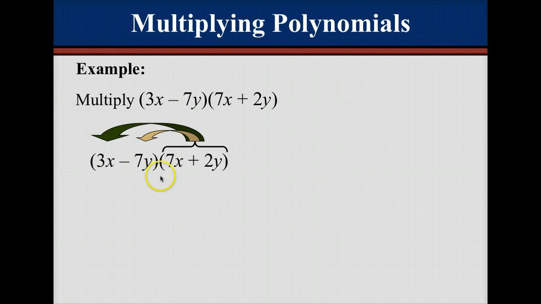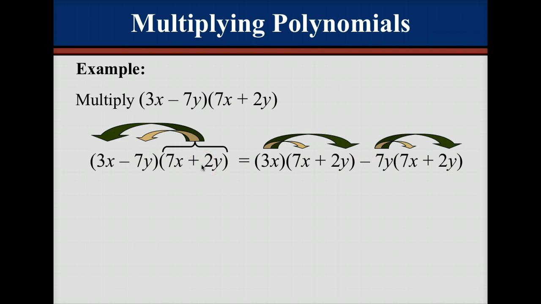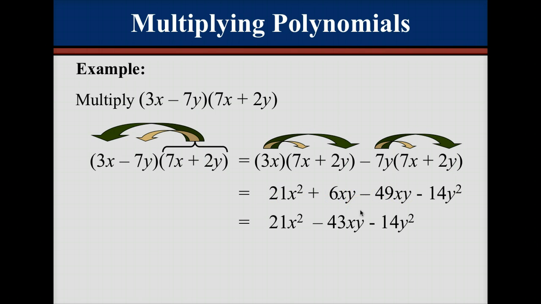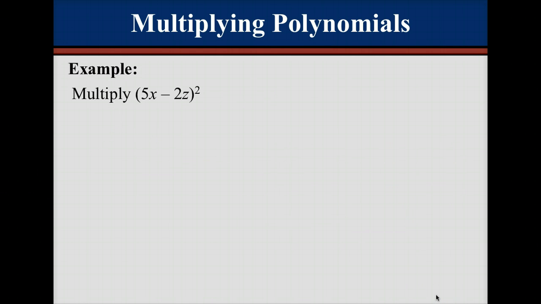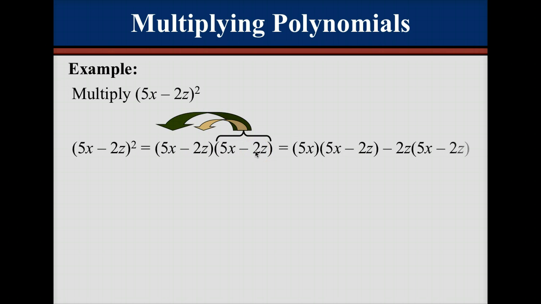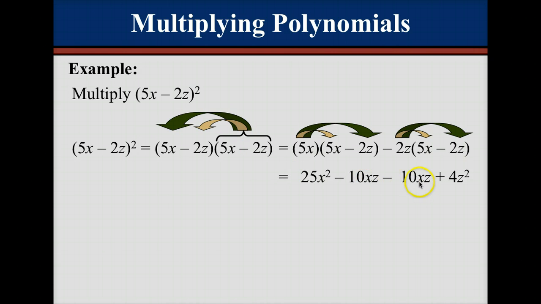Again, we're going to multiply the 3x by both those terms and the 7y by each of those terms. Distribute. We have some like terms that we can combine. And again, remember, this means 5x minus 2z times itself. So we're going to multiply 5x by both of these terms and negative 2z by both of these terms. And distribute. Here we've got some like terms, so we'd have negative 20xz in the middle as our middle term.